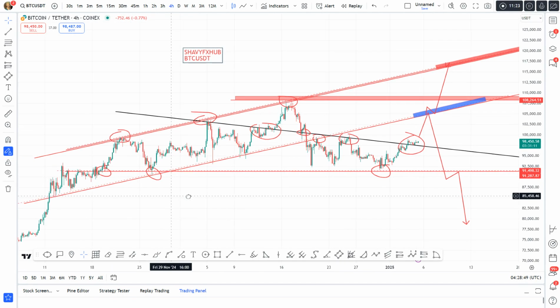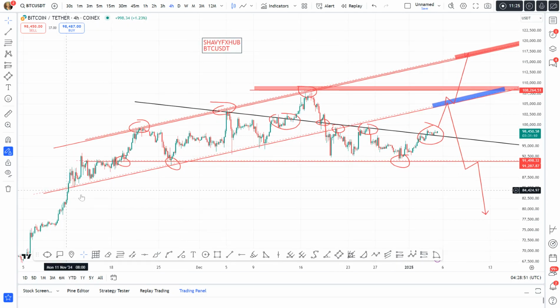So from what we see here, we want price to come back and retest a breakout from the bullish ascending channel. If that happens, then you will have a considerable sell opportunity in the zone of 105, in the zone of 104, in the zone of 106. So this is what it is.